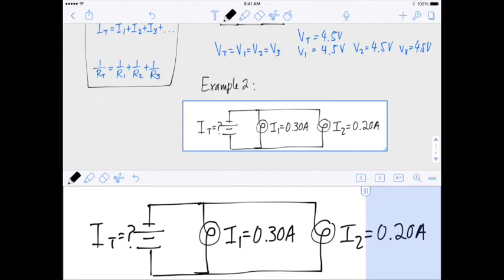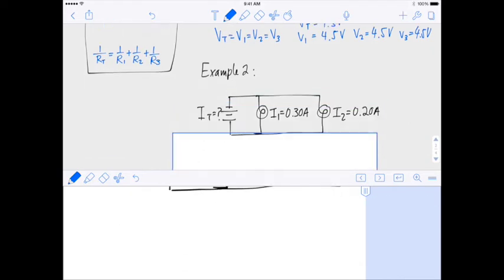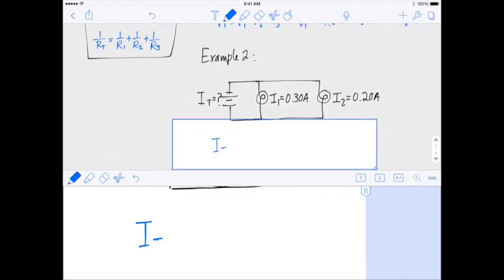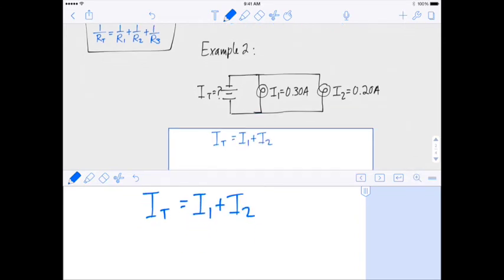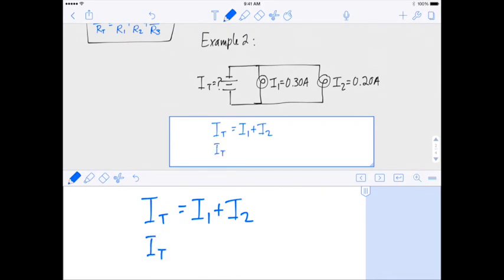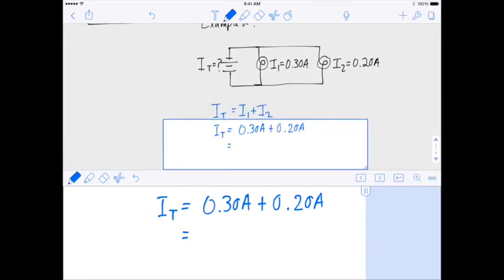In example 2, we have 2 light bulbs connected in parallel. We know the current past light bulb 1 is 0.3 amps, and the current past light bulb 2 is 0.2 amps. If we look at the equation for current in a parallel circuit, we know that total current is equal to the sum of current 1 and current 2. So we can sub and solve and say total current is equal to 0.30 amps plus 0.20 amps, and the total current is 0.50 amps.